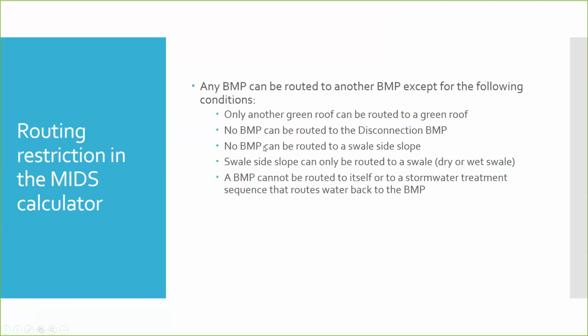No BMP can be routed to a swale side slope. A swale side slope can only be routed to a swale, either a dry or a wet swale. A BMP cannot be routed to itself or to a stormwater treatment sequence that routes water back to the BMP. So in other words, you can't treat water and route that water down in the treatment train process and then have that water come back to the original BMP. That's not allowed.